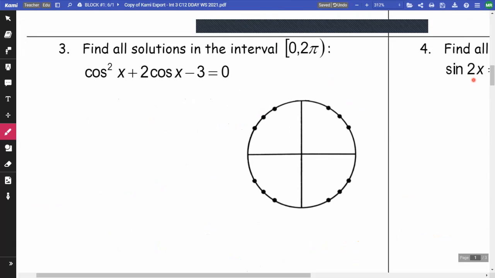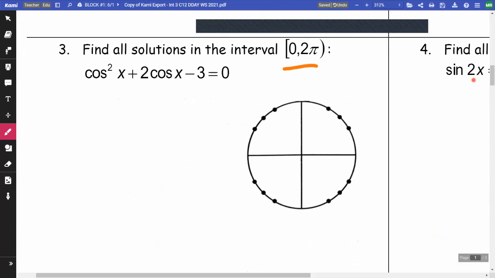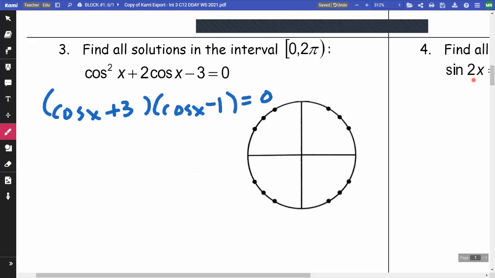Number 3. So this one we're going from 0 to 2 pi. I'm going to factor this. It's basically almost like this. Let me just rewrite it. Think of it as m squared plus 2m minus 3 equals 0, where I can factor it. So I'm going to have a cosine x. My minus 3 needs to add to a 2 and multiply to a negative 3. So a positive 3 and a negative 1.